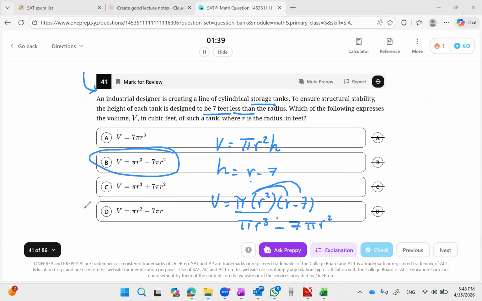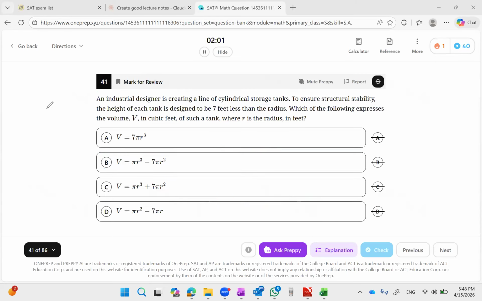Here the radius is in feet, meaning the unit is cubed, but it doesn't affect the answer. It doesn't affect any of the questions. And in the SAT, if they ask you to change from feet to yards or yards to feet, or give you lengths in meters, they will give you the conversion ratio for doing this.